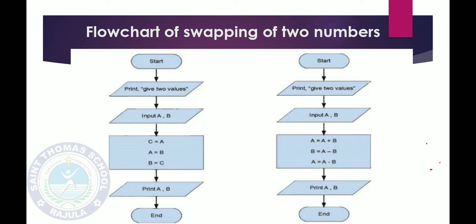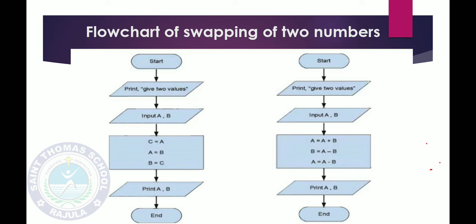So C is equal to A. In C we are holding the value of A, which means A is empty now. Then A is equal to B, and B is equal to C. After that, print A and B, and end.